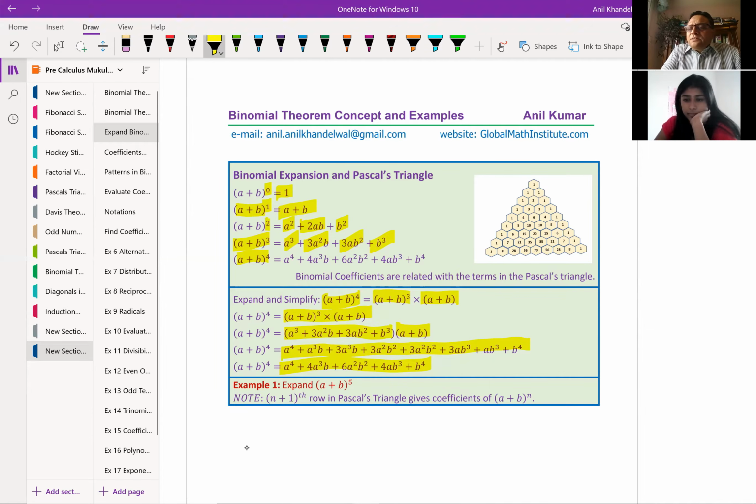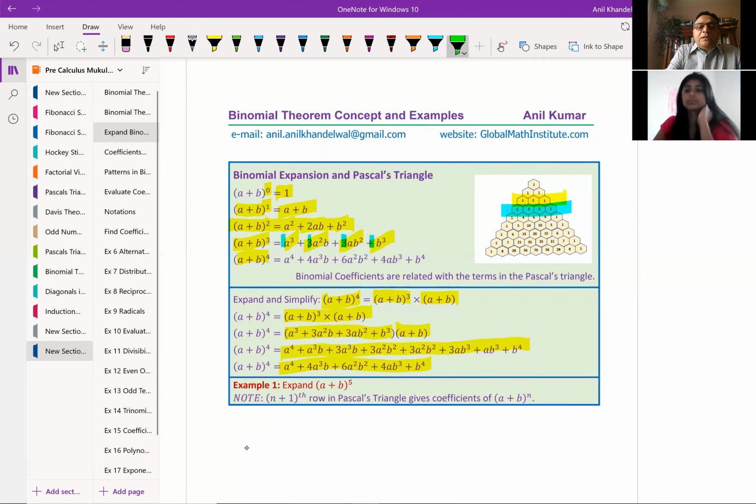However, Pascal's triangle really helps us. See here, we know what (a plus b) whole square is: a square plus 2ab plus b square. Now here, do you see the numbers 1, 2 and 1? These are the coefficients for (a plus b) whole square. The next one is (a plus b) whole cube, and the next row is 1, 3, 3, 1. As you can see, 1, 3, 3, 1 are the coefficients in the binomial expansion.